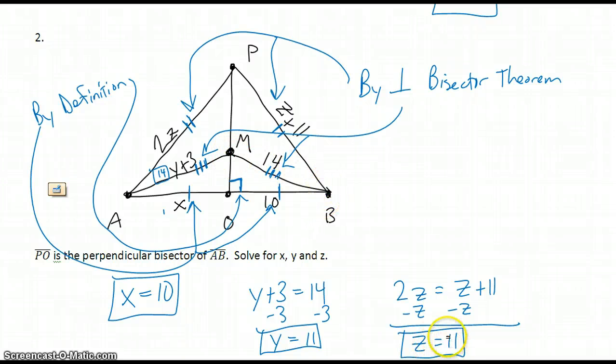And if I plug 11 back in for z, 2 times 11 is 22. And z plus 11, 11 plus 11 is 22. So AM is shorter than AP, and it's shorter than AO, which is 10 long. I can plug my variables back in to check my answers to make sure that they line up. 10 and 10, 14 and 14, 22 and 22.